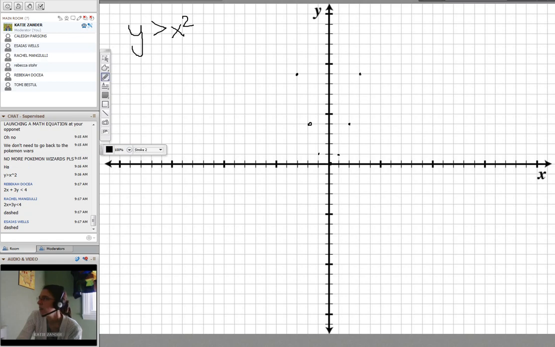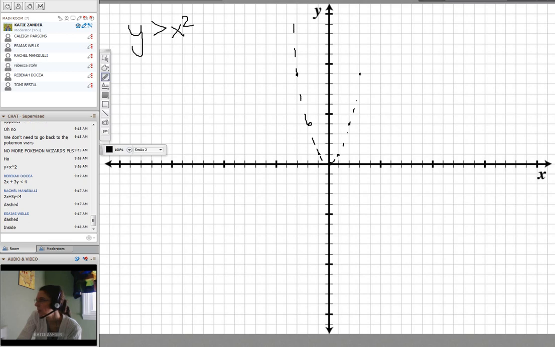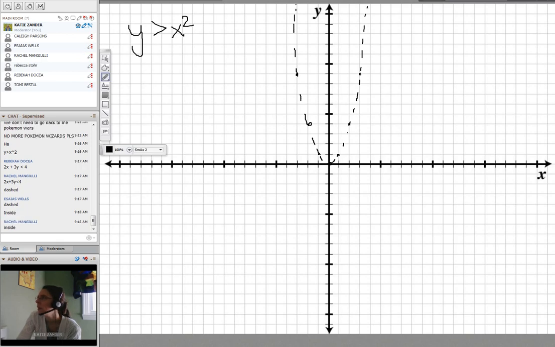That's a dashed line, yep. Okay, and while I'm dashing this, should I shade inside the parabola or outside the parabola? Inside, good. All right, the next function, what type of function is that going to be?